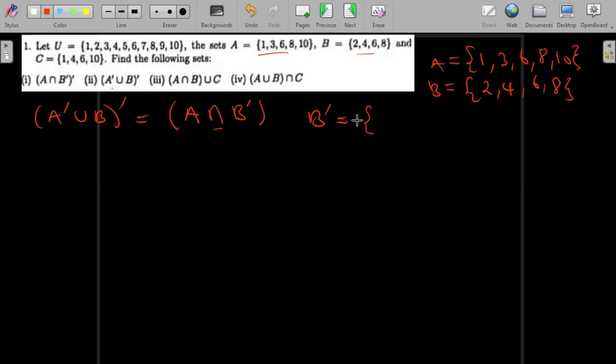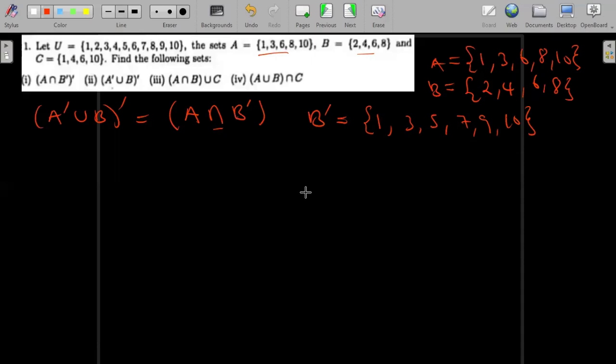So in B complement, the elements that are not in B but sit in the universal set, that is going to be 1, 3, 5, 7, 9, and 10. So these are going to be in the B complement.